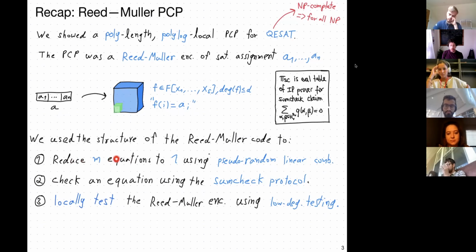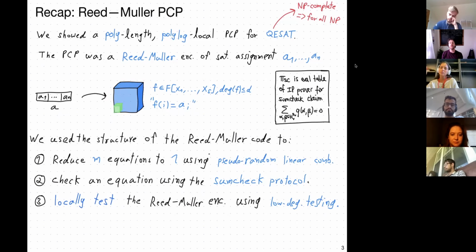We reduced M equations into checking a single equation by looking at some pseudo-random linear combination. The reason why we used a pseudo-random linear combination, as opposed to a fully random linear combination, is because randomness complexity corresponds later to the length of the oracle, and we didn't want to have an exponential explosion as we did with Hadamard, so we were more careful regarding this linear combination. And then the nice thing about the Reed-Muller code, or anything which has this nice tensor structure of a cube, is that we can do sum check on it.